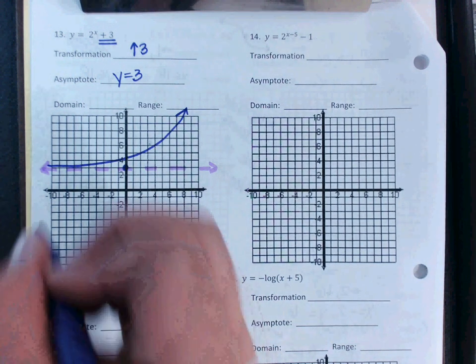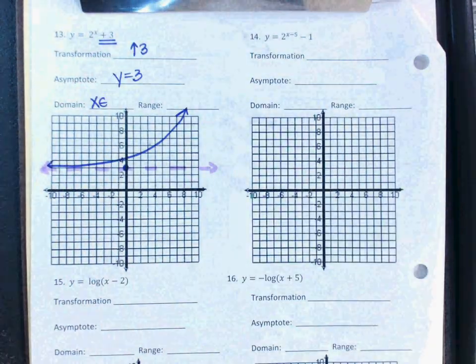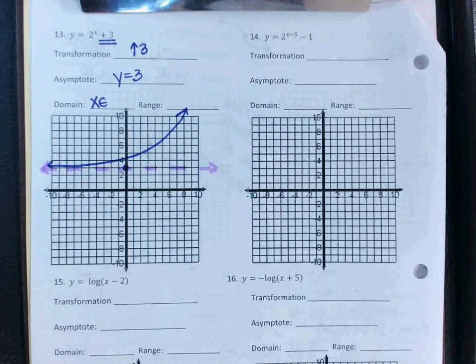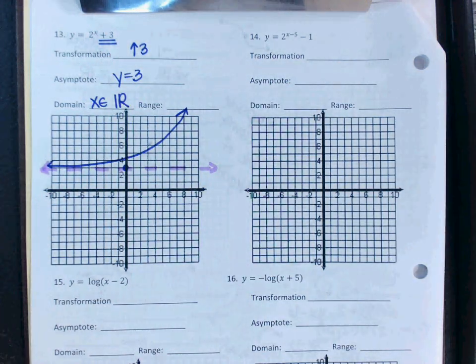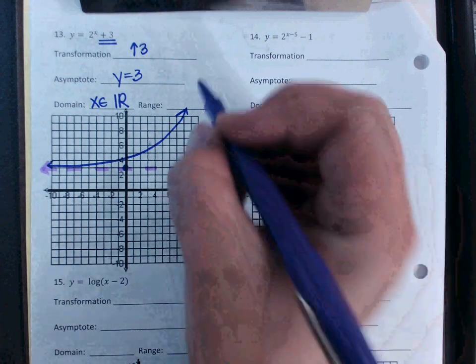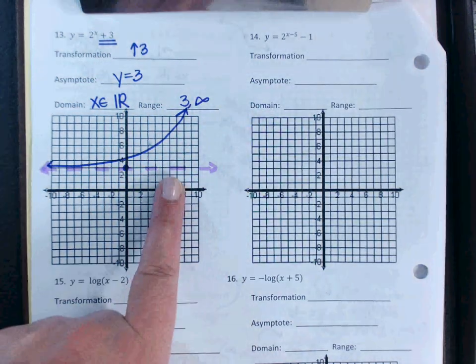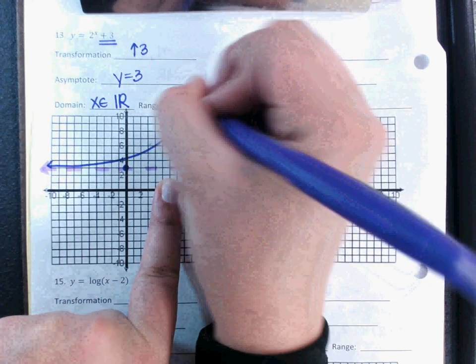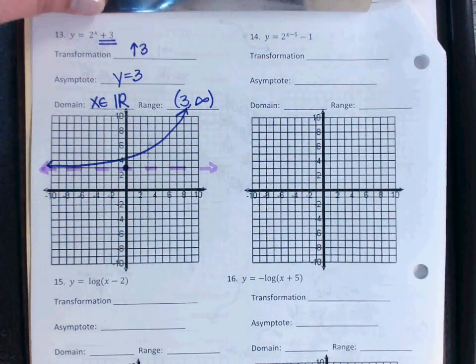My domain will be what? Yup, it goes backwards on one side, it goes forwards on the other side, so that'd be all real numbers. But then your range is not all real numbers. How low can your graph go before it hits that line? 3. So 3 is the lowest, infinity is the highest. And then since it's a dotted line, I have to leave my 3 side open. Good job. Okay, come down to the last 2.